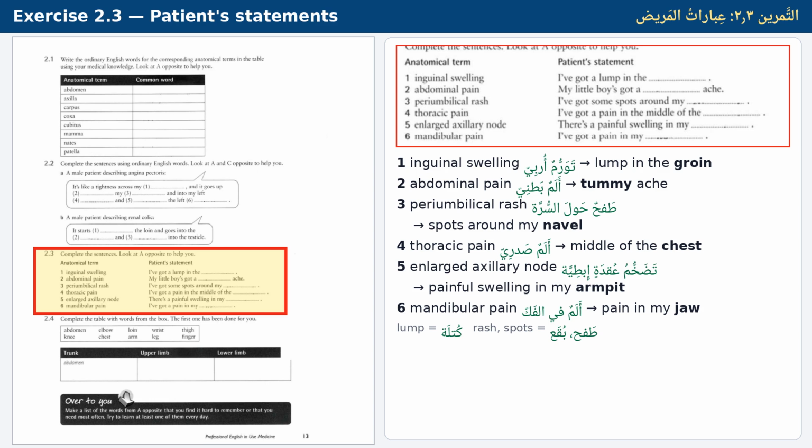Number 4, thoracic pain. ألم صدري. Thorax is the chest. I've got a pain in the middle of the chest. Number 5, enlarged axillary node. تضخم عقدة إبطية. Axilla is the armpit. There's a painful swelling in my armpit. And number 6, mandibular pain. ألم في الفك. Mandible is the jaw. I've got a pain in my jaw. Do you see the pattern? The anatomical adjective tells you the body part.